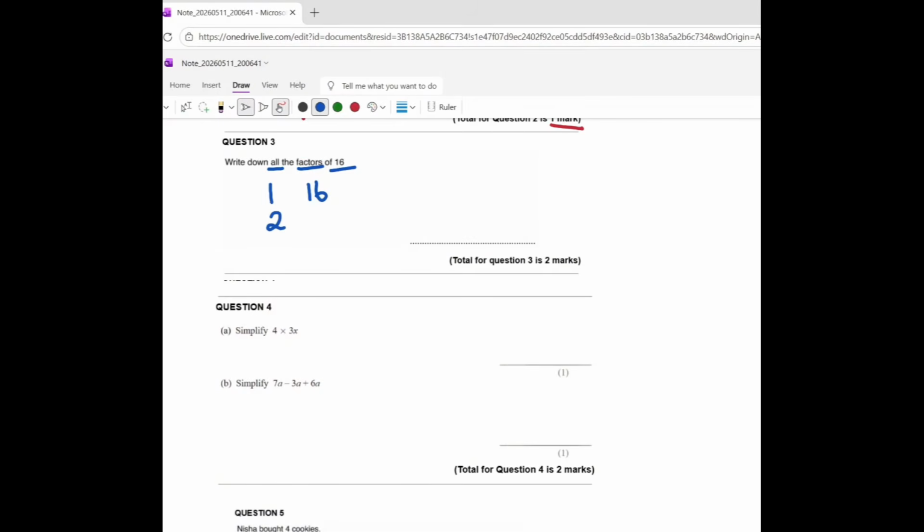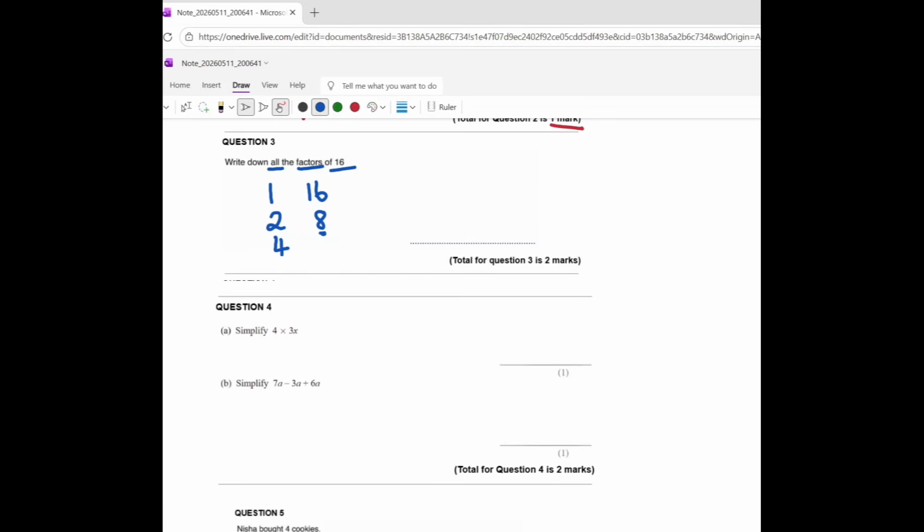Then I've got 2 multiplied by 8 gives me 16. 3 doesn't go into 16. And then I've got 4 multiplied by 4. I don't need to write 4 twice. Gives me 16. 5 doesn't go in. 6 doesn't go in. 7 doesn't go in. And then I'm back to 8, which is a number that I've already got here.